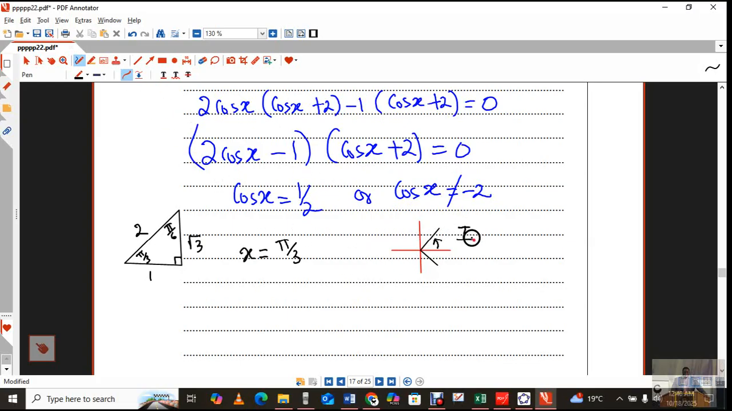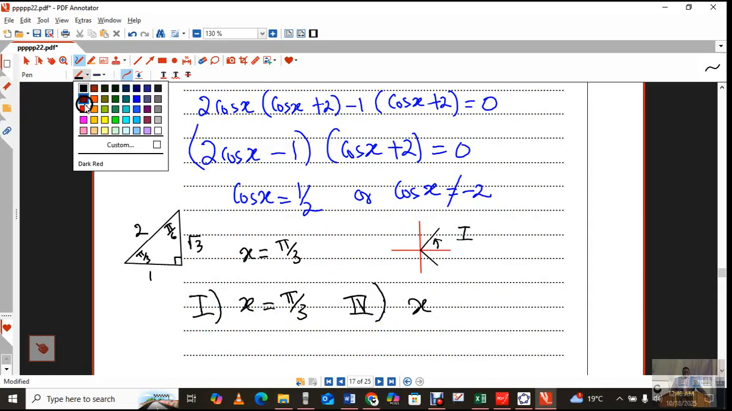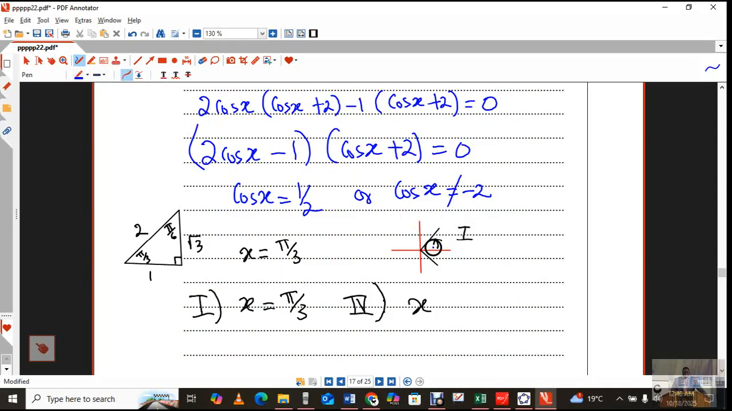So this is in the first quadrant. In the first quadrant, our x is equal to pi over 3, no problem. But then in the fourth quadrant, our x would be all the way from here, all the way up to there. So that is like saying you're going around 2 pi radians minus our reference angle.